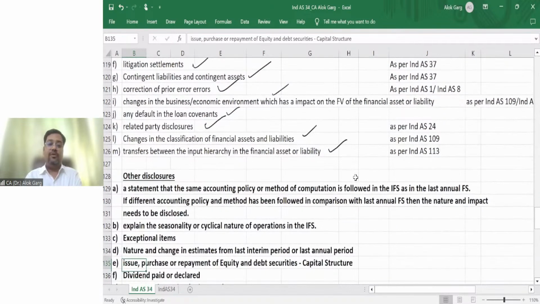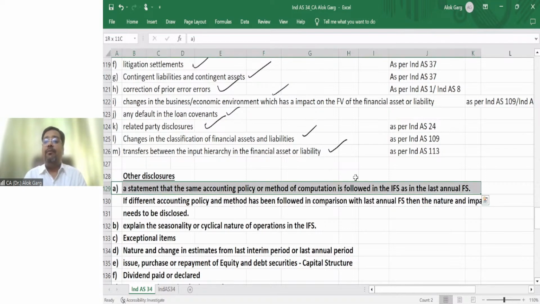Coming to the other disclosure. First we talked about the disclosure if significant or material. Now we are talking about other disclosure. Doesn't matter whether significant or material. Disclosure number 1: Statement that the same accounting policy or method of computation is followed in the interim financial statement as in the last annual financial statement.